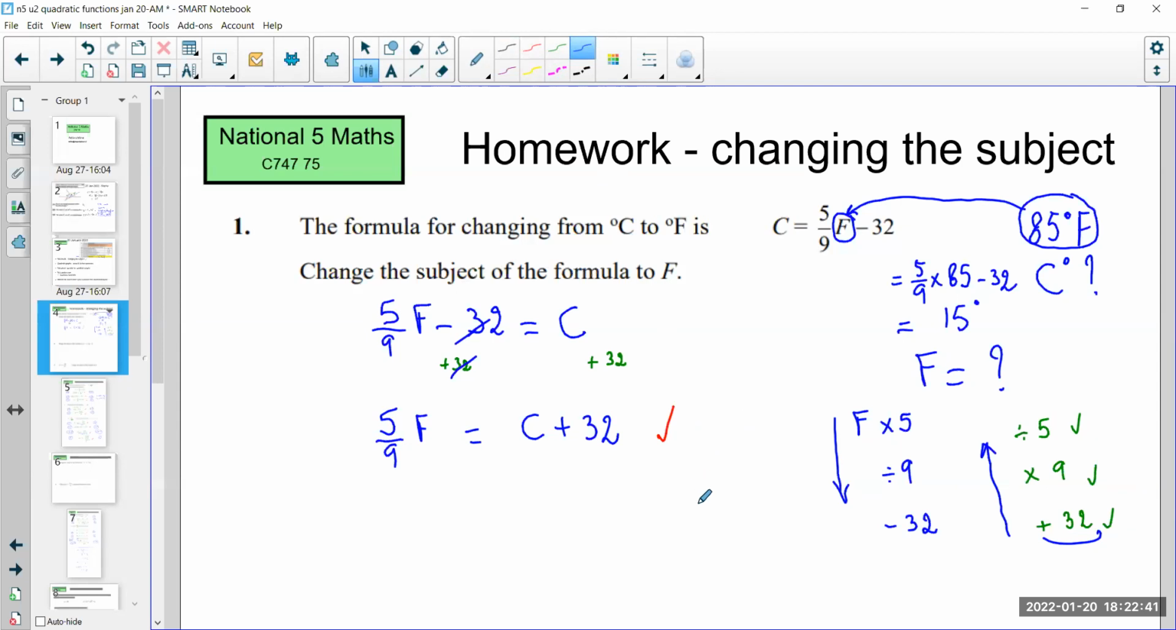Now, what did we say we do next? We're going to time by 9. Obviously I've got a divide by 9. The opposite of dividing by 9 is timing by 9. So I'm going to time by 9 both sides of my equation. But this is the bit where people lose a mark, because sometimes they don't think about C plus 32 as being one big quantity.